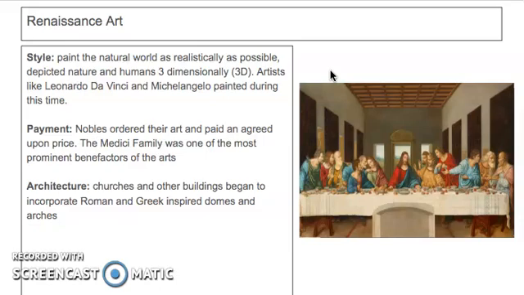Architecture at this time also shifted back, so we see churches and other buildings begin to incorporate Roman and Greek inspired domes and arches that we talked about in Unit 1.